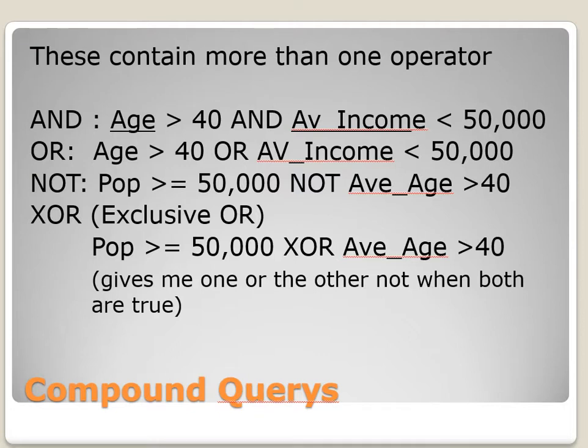So compound queries we mentioned a little bit earlier. In a compound query, you need to make sure that the field is listed each time. So if I wanted age greater than 40 and income less than 50, I'm going to narrow down my selection. If I say age greater than 40 or income less than 50, I'm going to get both. I'm going to get all of the attributes where the age is greater than 40, and then all of the attributes where the income is less than 50,000. So when you do your queries, you really want to make sure, again, you know what it is you're looking for, and then does your query make sense?